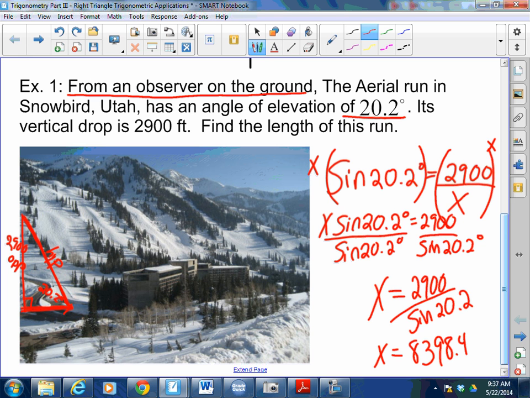8,398.4, and this is 0.54. Sorry, thank you. 0.54 feet. And that makes sense. It's a nice long run. It's a little bit over a mile. So it's a nice run. Sir.